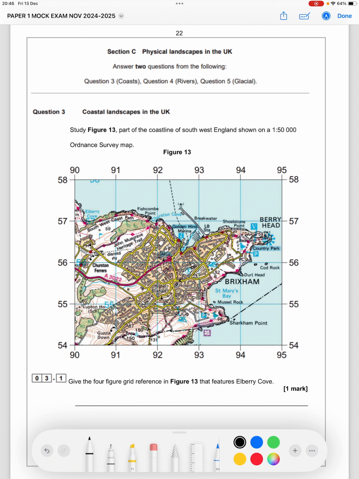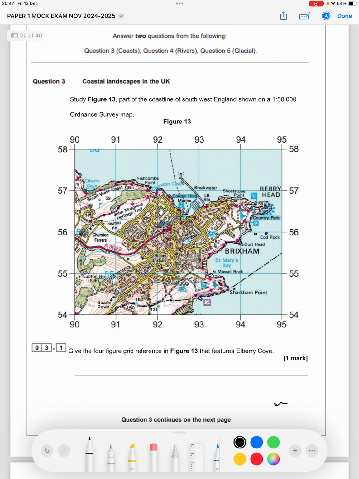So first, we're going to look at coasts. Right, shorter section, so hopefully this shouldn't take us long. So study figure 13, part of a coastline map for southwest England, and it's basically asking us to give the 4-figure grid reference for Elbury Cove. They love questions like this. First thing you've got to do, I say it all the time, is slow down. Read it carefully, and if you take your time, you will spot that Elbury Cove is up there. Of course, if you've been revising, you'll know that a cove is found at the seaside, so you would be looking around the coast anyway.